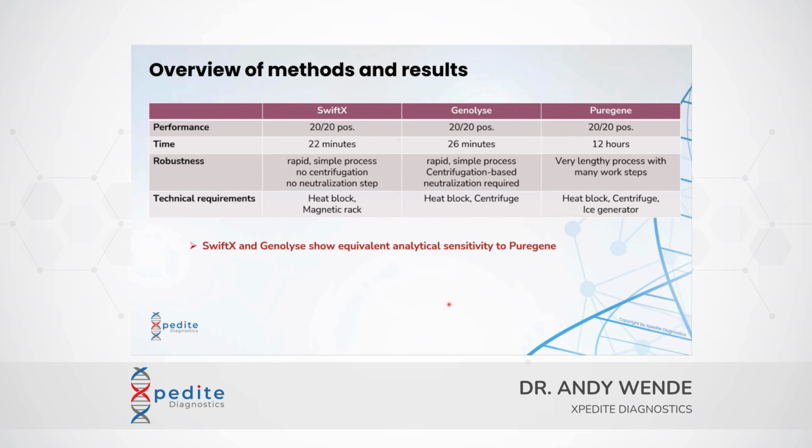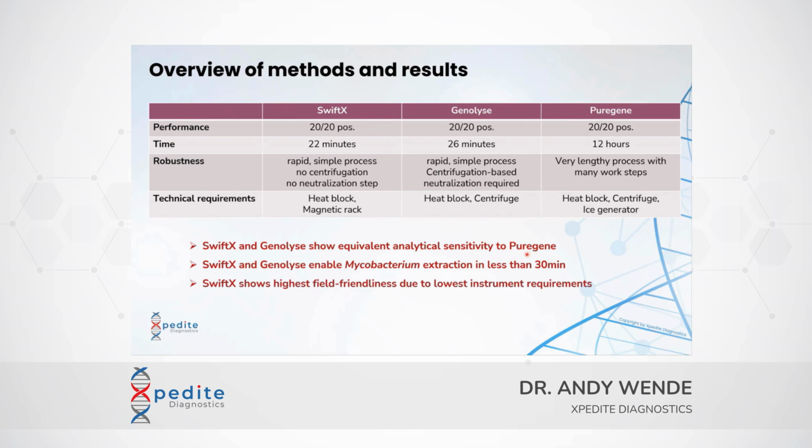That means, to summarize, the SwiftX method and Genolyze showed equivalent analytical sensitivity compared to the reference extraction, which is the PureGene method. Both thus enable a Mycobacterium extraction in less than 30 minutes. And last but not least, SwiftX shows the highest field friendliness because the instrument needs are the lowest and the time is the shortest. And so we have also shown with a couple of collaborators that you really can do this in the field in a so-called suitcase laboratory.